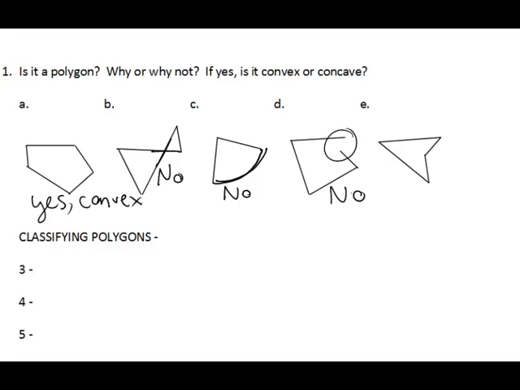And then the last one here, this one has all the edges that meet up. So that is a polygon. And then as far as concave or convex, you can draw a diagonal outside the polygon here. There's a corner that points in, so it is concave.